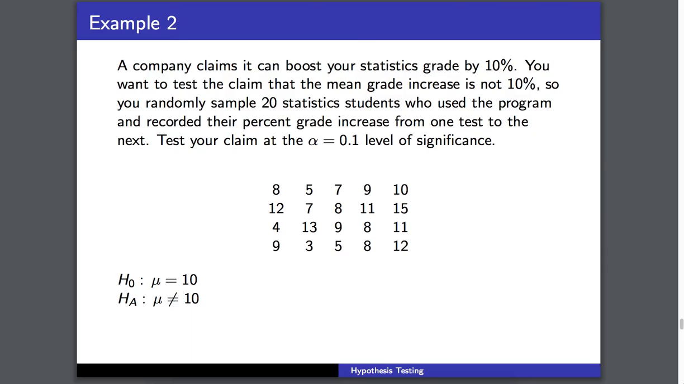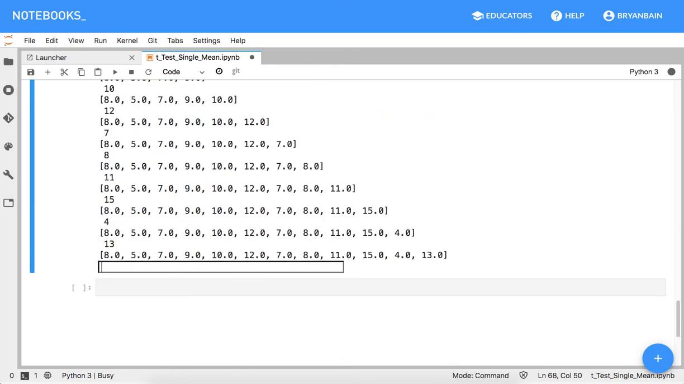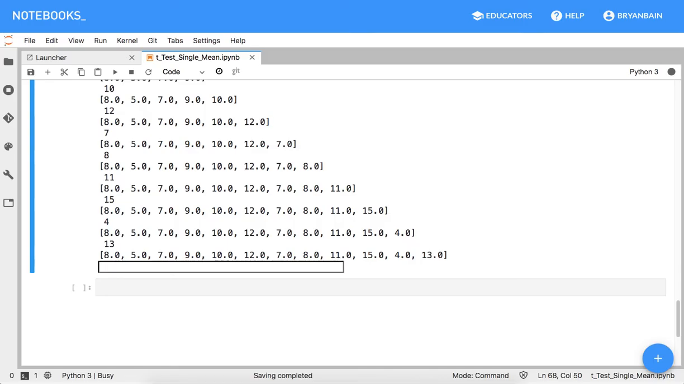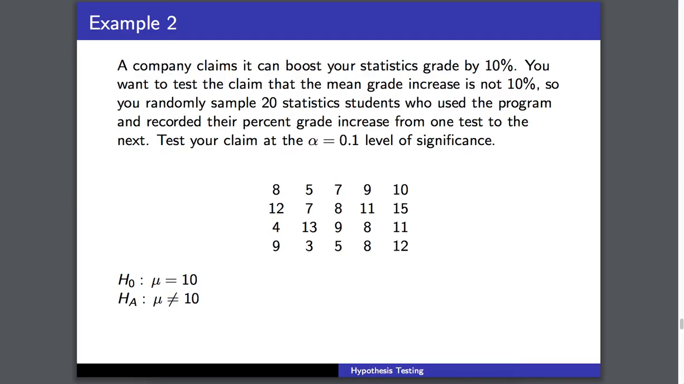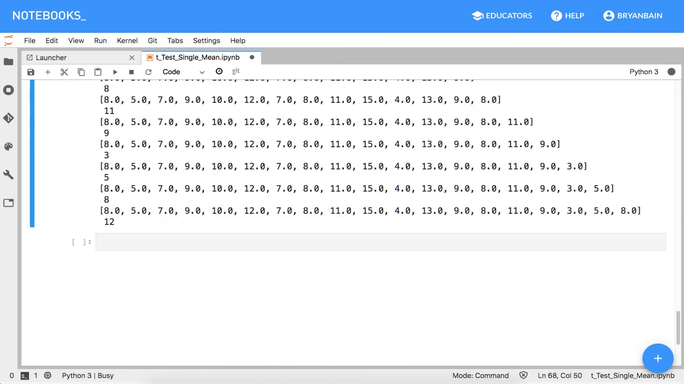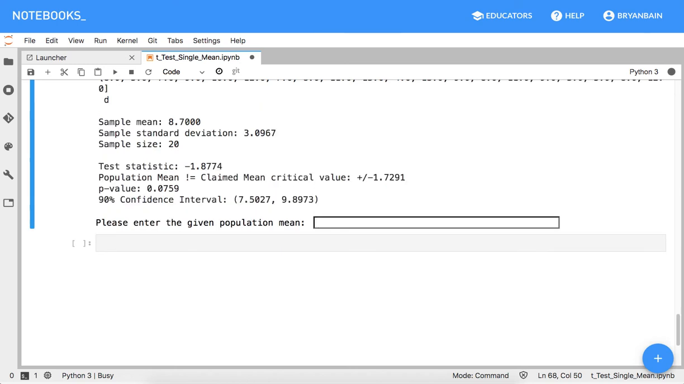Then 11, 15, 4, 13. Then 9, 8, 11, 9. And 3, 5, 8, and 12. Okay, after I press enter for 12, I have all that data in. I'm going to press D for done and then press enter.